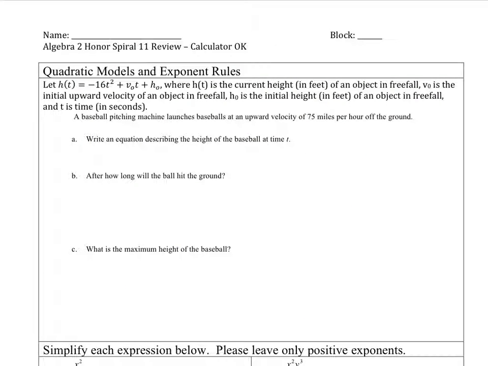Hey guys, this is Spiral Review for Spiral 11. We're going to start off with quadratic models and exponent rules. First up, we've got another free fall type problem. I'd like to remind you again that you're given this equation, which basically we just have to plug these values in for. So if we're looking at this, we've got a baseball pitching machine that's being launched upward at 75 miles per hour off the ground.